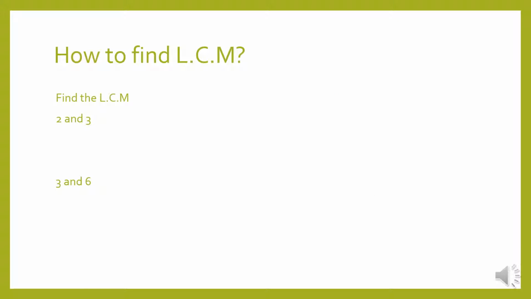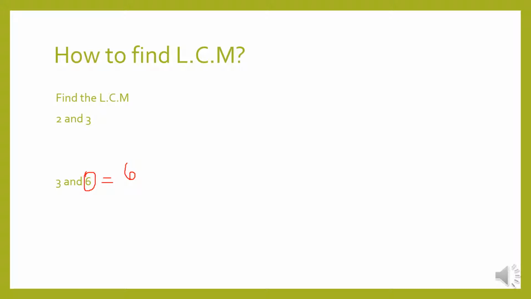I'm going to ask myself, could 3 go into 6? Yes, 3 can go into 6 2 times. And because 3 can go into 6, and we know that 6 can go into 6, then we know that the bigger number, which is 6, will be the LCM. So if we ask what is the LCM of 3 and 6, the answer is 6.